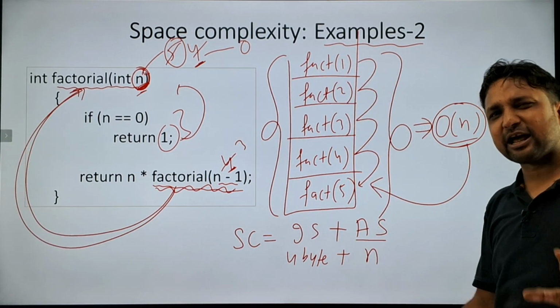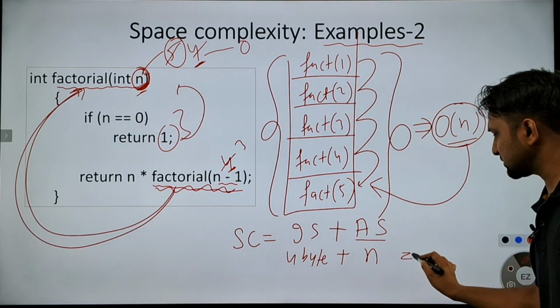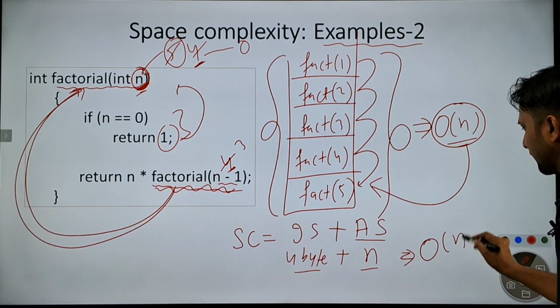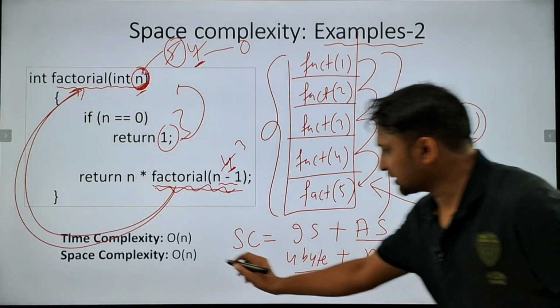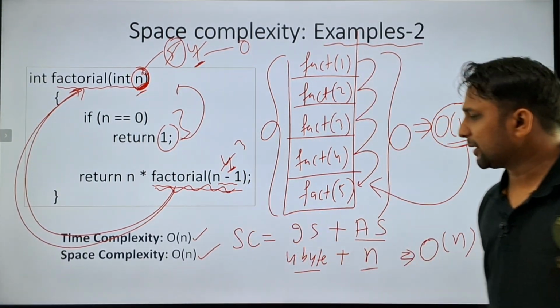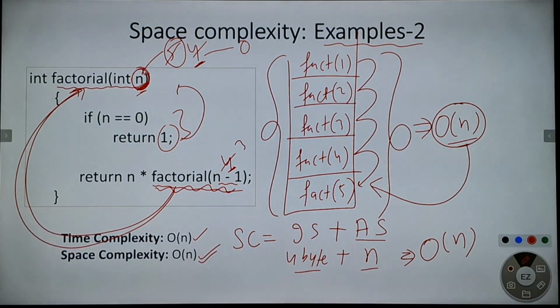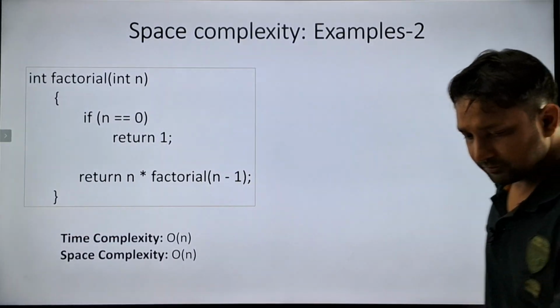The CPU is maintaining the stack; we are not bothered about it. So total space is constant plus n, that is n only. So this code will take order of n space to execute. Yes, the space complexity is order of n. Time complexity is the same, but space complexity increases in case of recursion. Fine. Now let me erase this screen and move on.